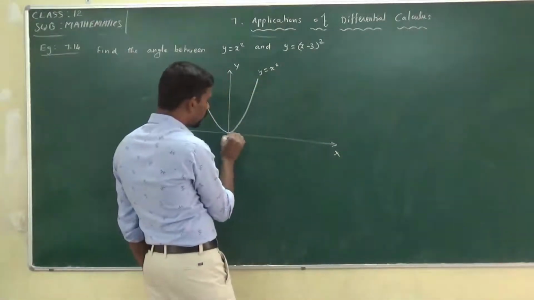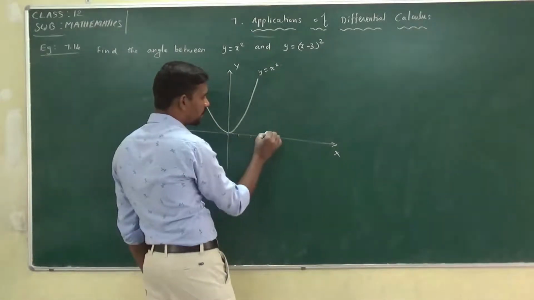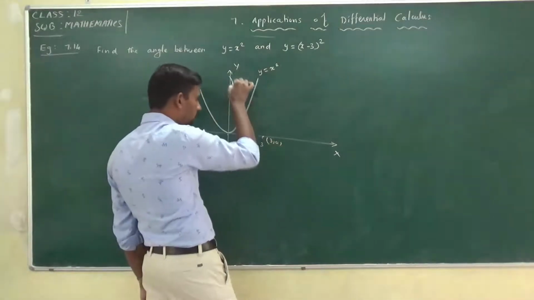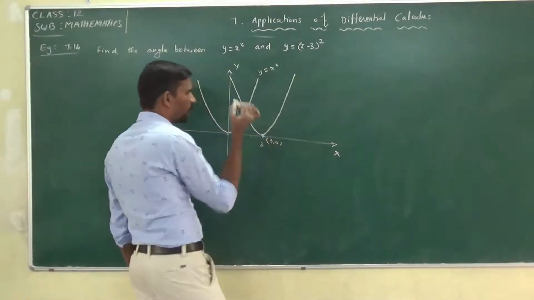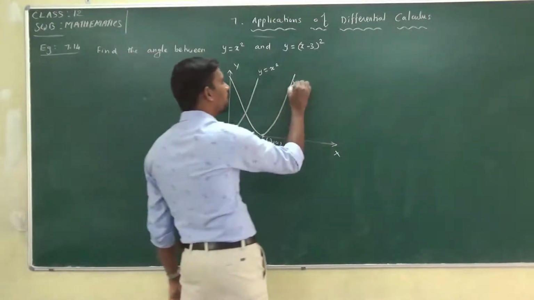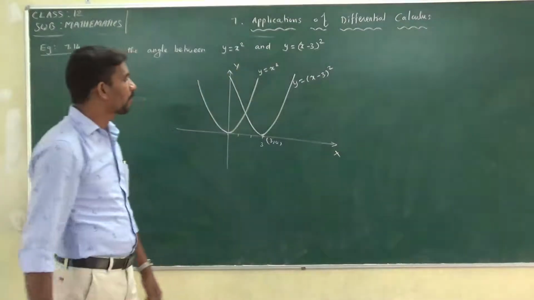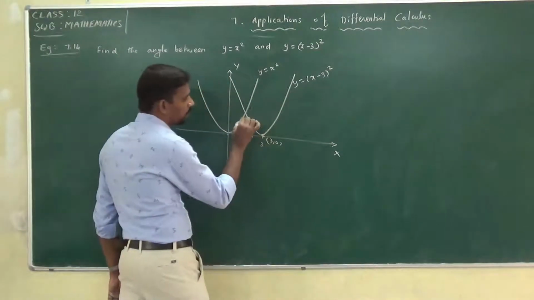This vertex should be 3, 0. So take the point here 3. So the point is nothing but 3, 0. The curve also opens upward. So this curve is nothing but y is equal to x minus 3 the whole square. Now we have to find out the angle between these two curves.